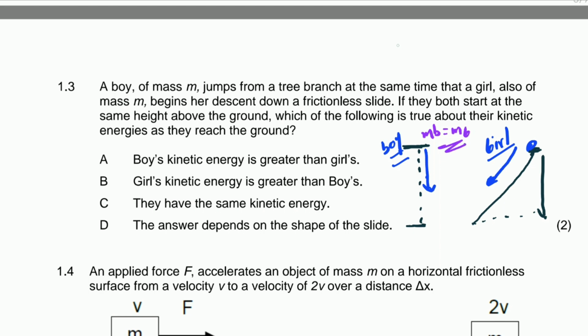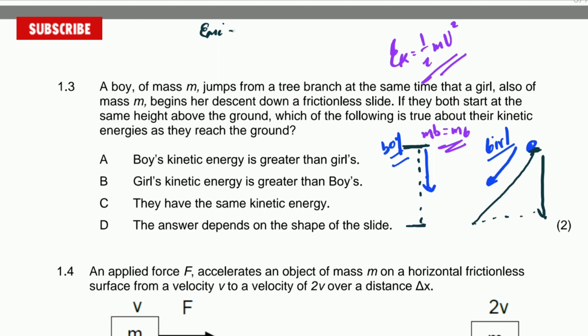Well, guys, kinetic energy, if you remember, is equal to half mass times speed squared. Second, both surfaces are frictionless. There is no friction for either of them, and therefore the mechanical energy is going to be conserved. For each case, it is starting from rest, and therefore you can say that the initial mechanical energy must be equal to the final mechanical energy.